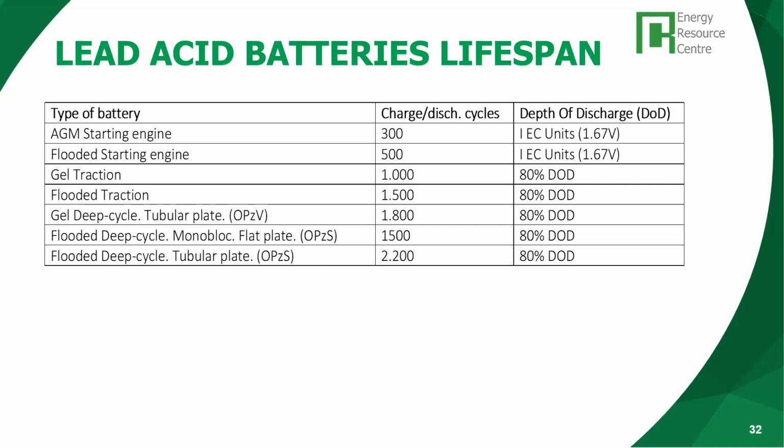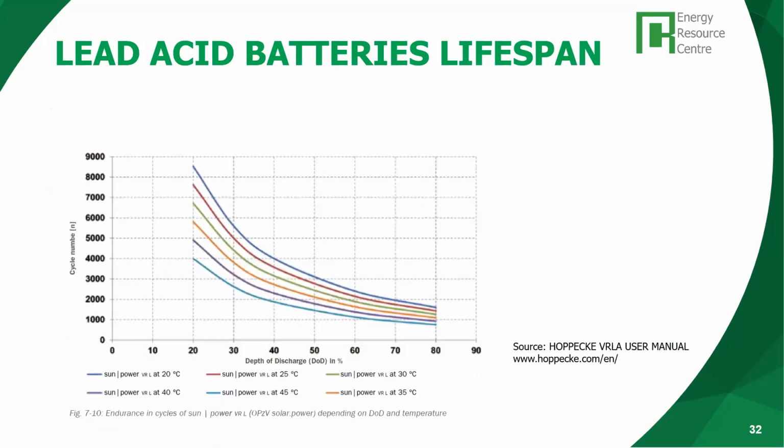In any case, we have the number of cycles. For lead acid batteries, between 1,000 and 2,000 cycles. This is an example from the Hoppecke sealed batteries, the OPzV manual, and we can see the effect of temperature and the effect of the depth of discharge on the lifespan of the batteries.